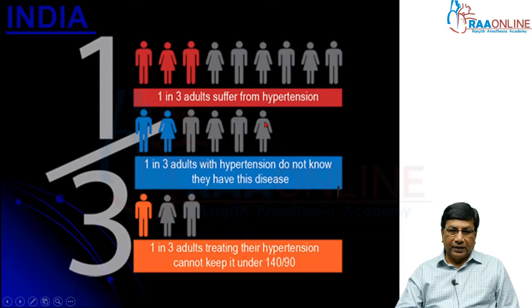And if we look at the Indian scenario, at present the prevalence of hypertension is around 30 or 33%. 1 in 3 of every Indian suffers from hypertension. The problem is only 1 in 3 knows that they have hypertension. Of those, only 1 in 3 is getting treatment for hypertension, but they do not have control of blood pressure. So, the net result, only 12% of Indian hypertensives have controlled blood pressure.